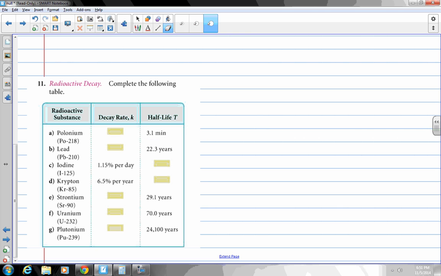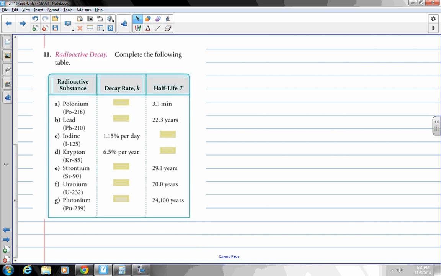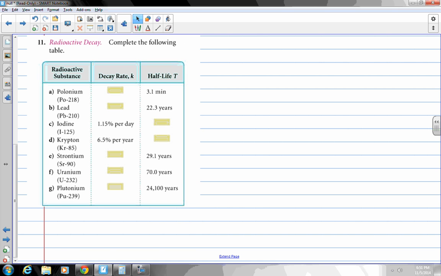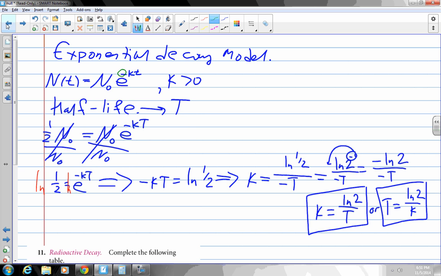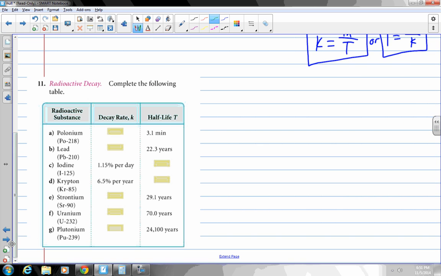So here's a table of different radioactive substances, and we either know their decay rate or their half-life. Now, all those little numbers in their names mean really nothing to us. We don't use those numbers. It's just the name of an element. So it's kind of like before. Can we fill in the table?